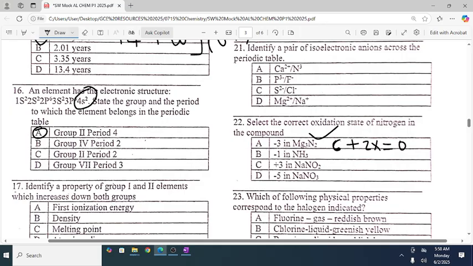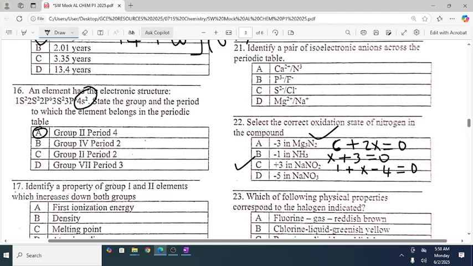Let's just check the other options. Option B says -1 in ammonia. So if it is X, you're going to have X. Hydrogen is +1, times 3 is +3, equal to 0. So it's -3 in ammonia. So B is wrong. This one says +3 in sodium nitrite. So you are going to have that for sodium is 1 plus that for nitrogen x, that for oxygen is minus 2 times 2 is minus 4, equal to 0. So you are going to have x equal to plus 3. It means even option C is also correct. Yes, option C is also correct.